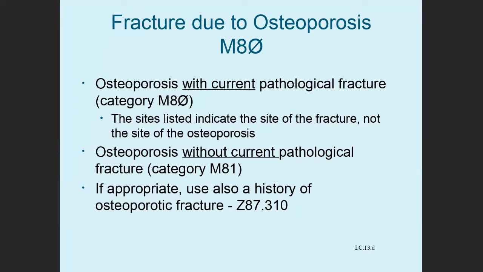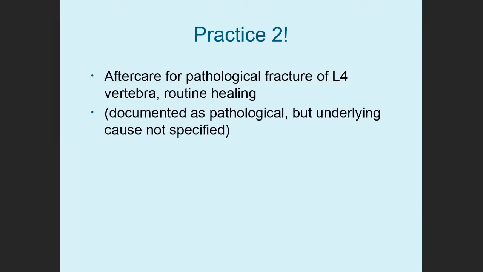If appropriate, you can also use a history of osteoporotic fracture, which is Z87.310. So here's a practice. Again, shut off the video if you'd like and try coding this yourself. Aftercare for pathological fracture of L4 vertebrae, routine healing. So this is documented as pathological, but the underlying cause is not specified. So turn it off and see what you come up with.